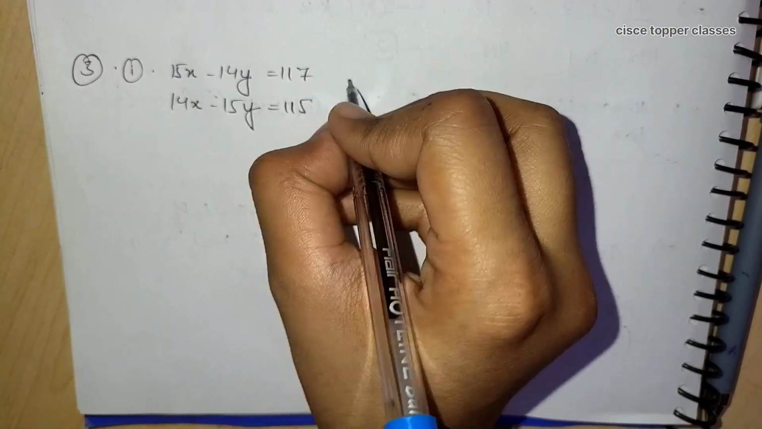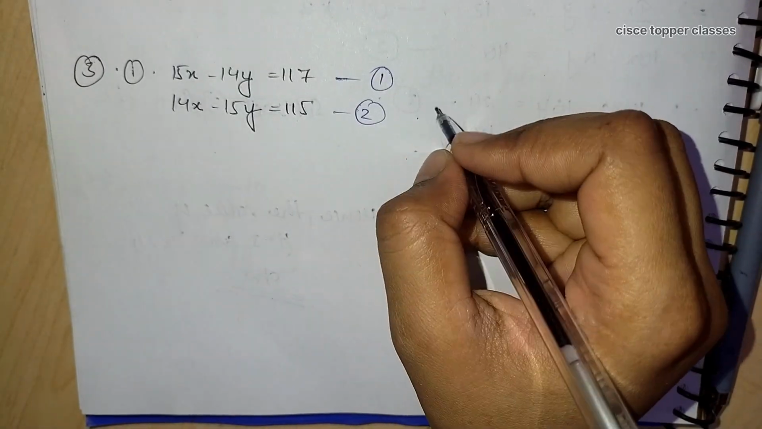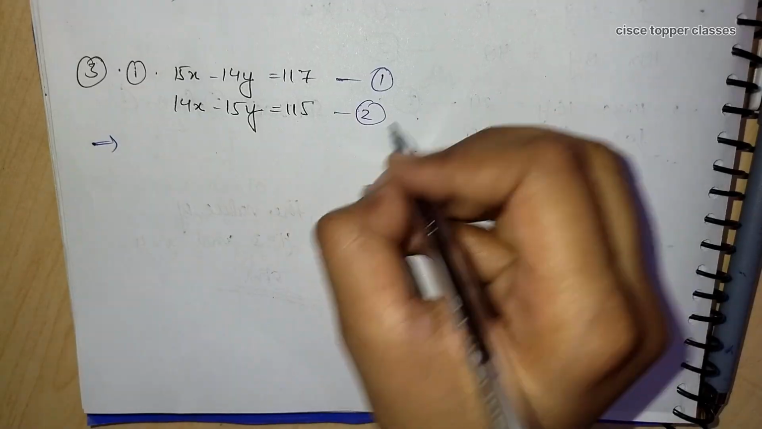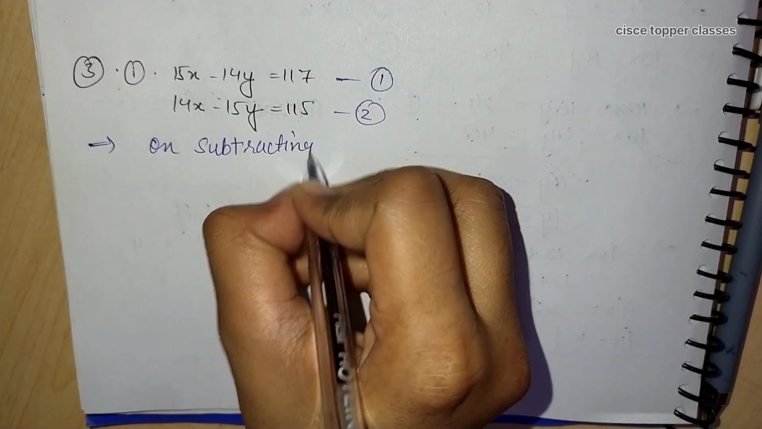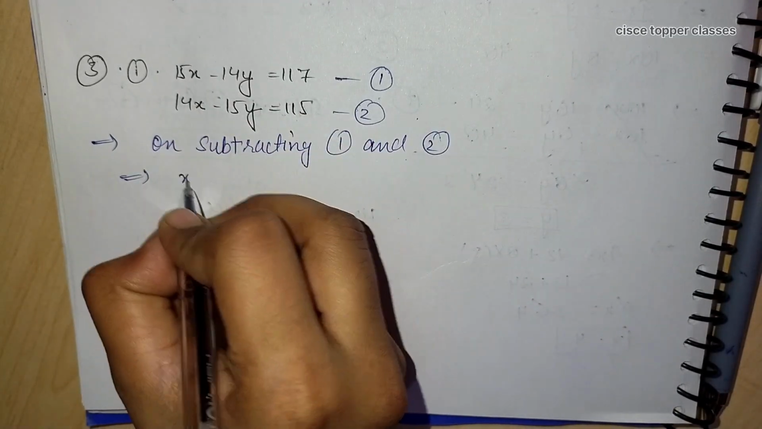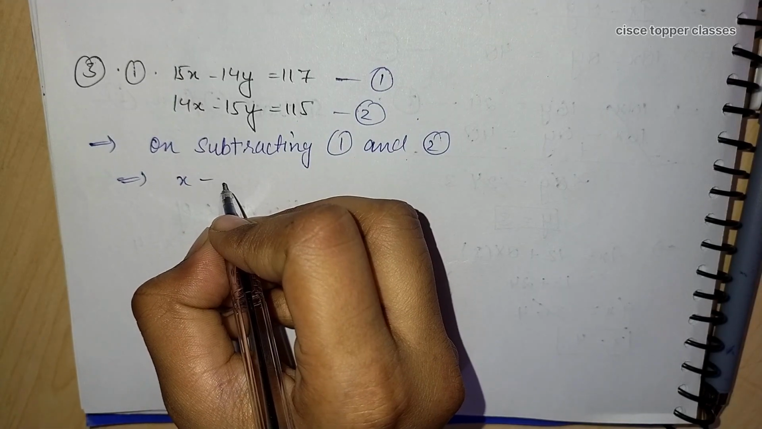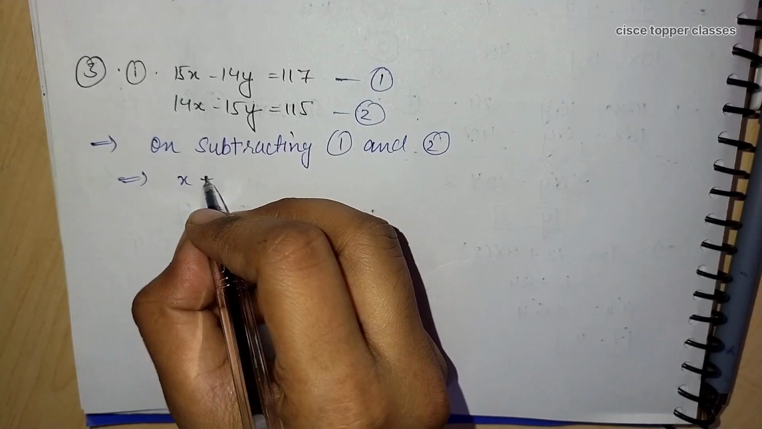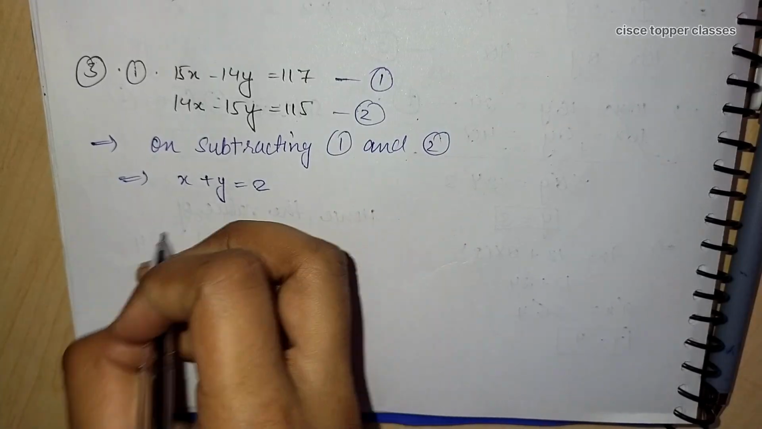So firstly, let us call these equations first and second. Here we will subtract first and then add, to find it in the simplest form. So let us subtract here. On subtracting first and second, we will get x minus y here, or x plus y, so it will be minus plus y equal to minus, here we will get 2. So x plus y equal to 2.